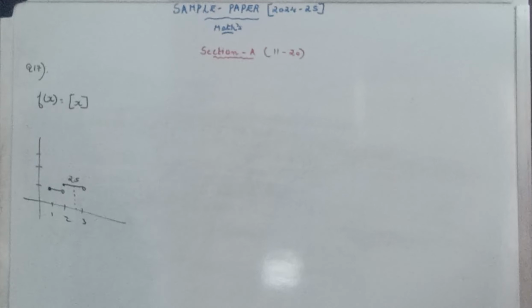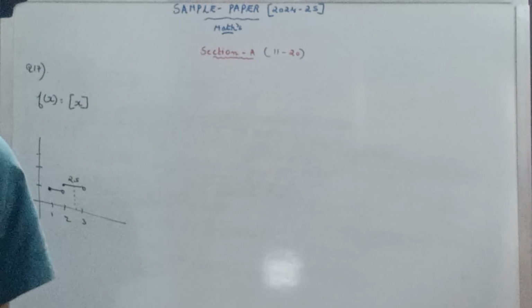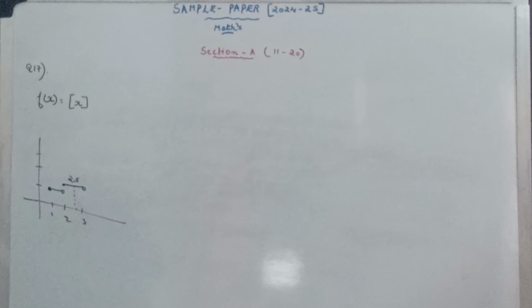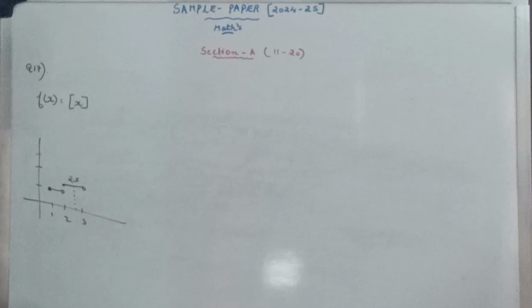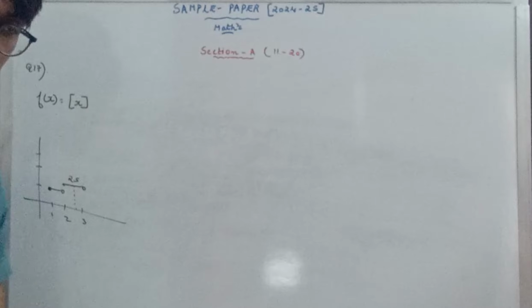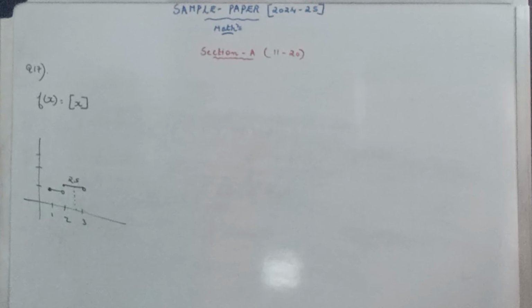The 17th question: the function defined from real numbers to integers by f of x is equal to the greatest integer function of x is. This question is based on continuity and differentiability, and it is a little tricky. In the options, they ask about continuity and differentiability at 2.5. Generally, we know that the greatest integer function is a discontinuous function and is not differentiable, but here they have specified the values.